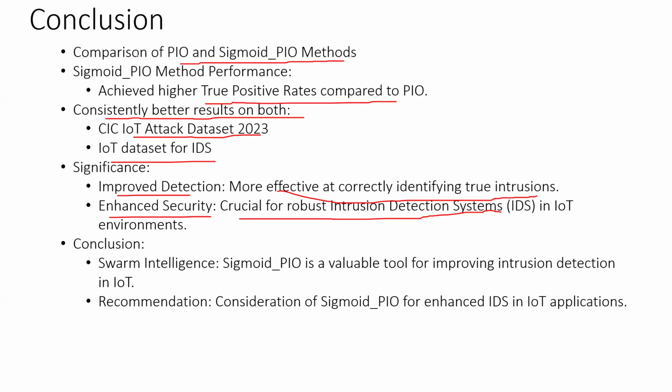We have the conclusion. Swarm Intelligence sigmoid PIO is a powerful tool for improving intrusion detection in IoT, and we have a recommendation. The recommendation is consideration of sigmoid PIO for enhanced IDS in IoT applications. Okay, thank you.